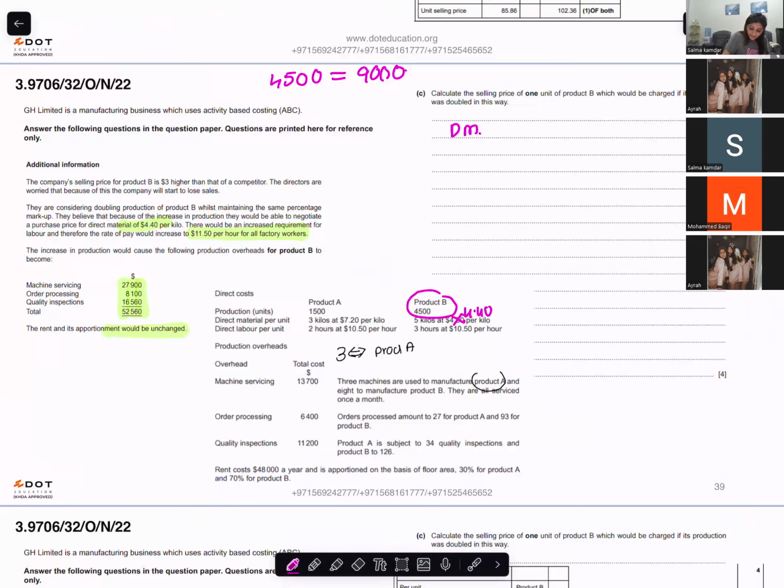Okay. And direct labor? Direct labor would increase to 11.50. So 3 into 11.50. So it'll be 34.5.